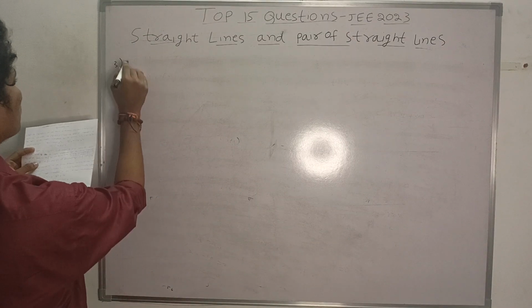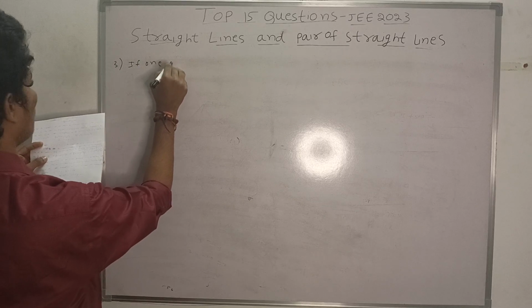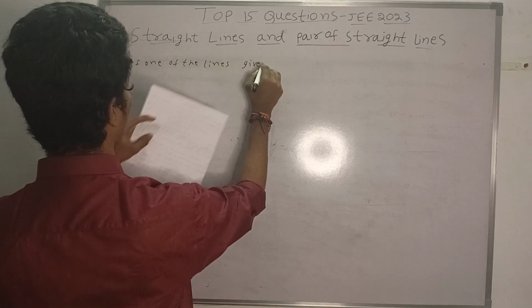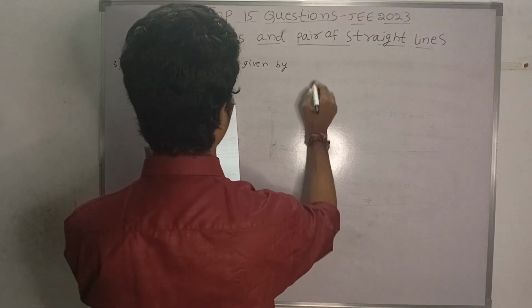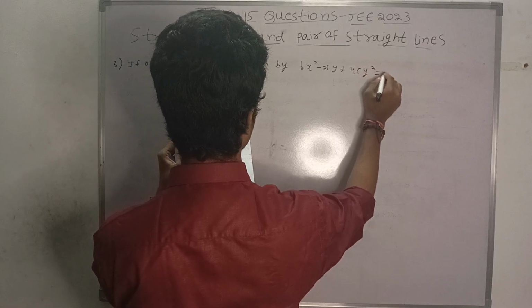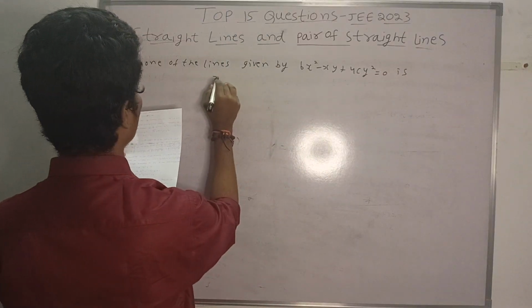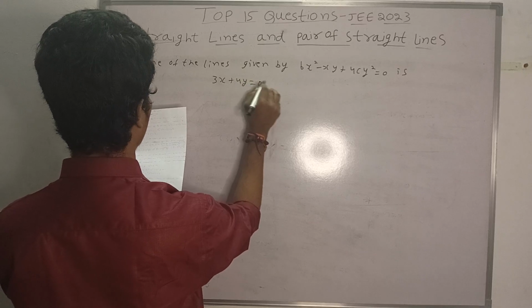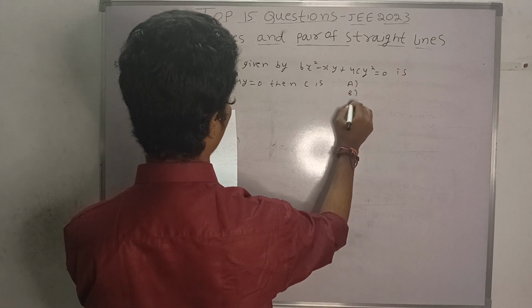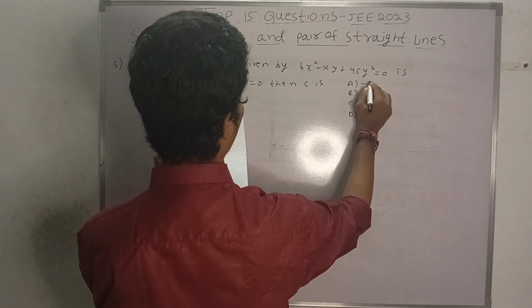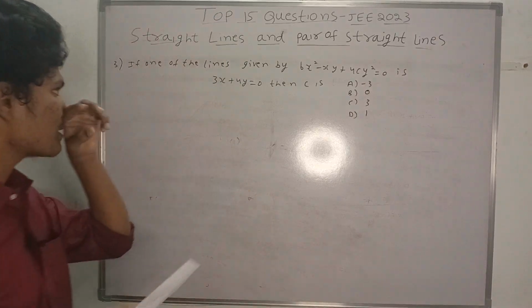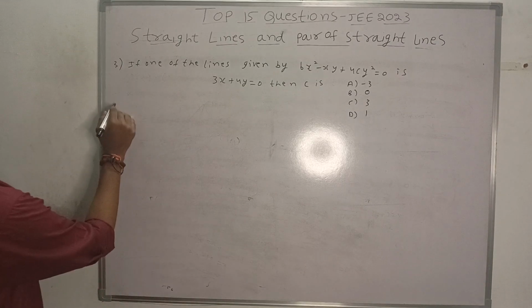The question is: if one of the lines given by 6x square minus xy plus 4c y square equal to 0 is 3x plus 4y equal to 0, then c is: option A, minus 3; option B, 0; option C, 3; option D, 1. So basically this is a question from the pair of straight lines.